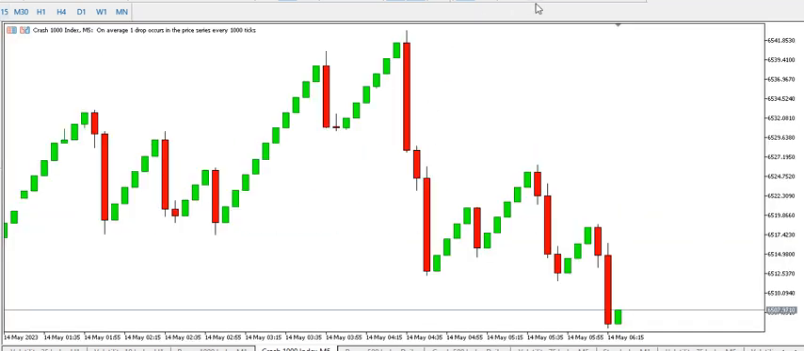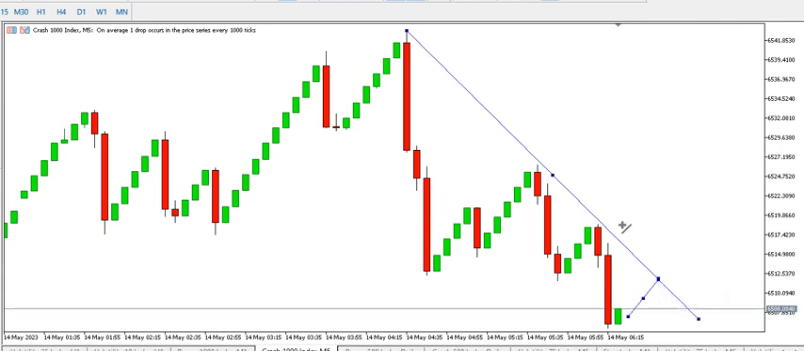Look at what's happening on the 5 minutes, spiking downwards. You might want to join the spike. If price gets back to this point, it might continue to spike down. So for now, look for selling opportunities. Look for how to catch the spikes on Crash 1000 index for now.